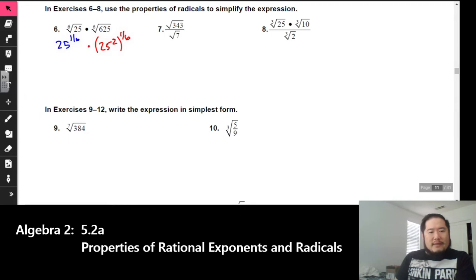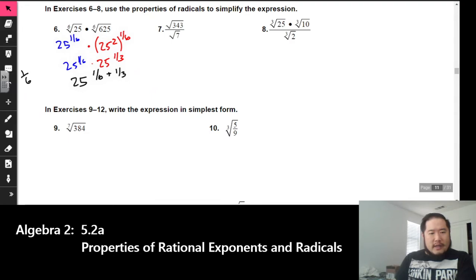So guess what? I have the same bases. Let's simplify this right here and then follow our rule. When I raise a power to a power, that will get me 25 to the, well, this becomes 2/6, which is 1/3. And then I can multiply that by 25 to the 1/6 power. Bases are the same, so it's going to be 25. I multiply the two together, and then remember, when I multiply, I have to add the powers. So I have 1/6 plus 1/3.